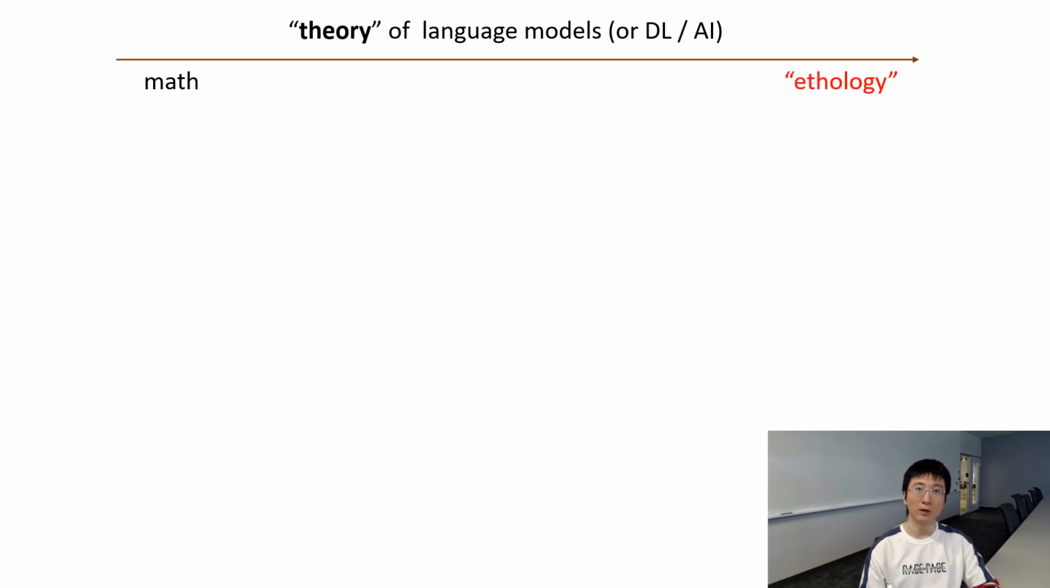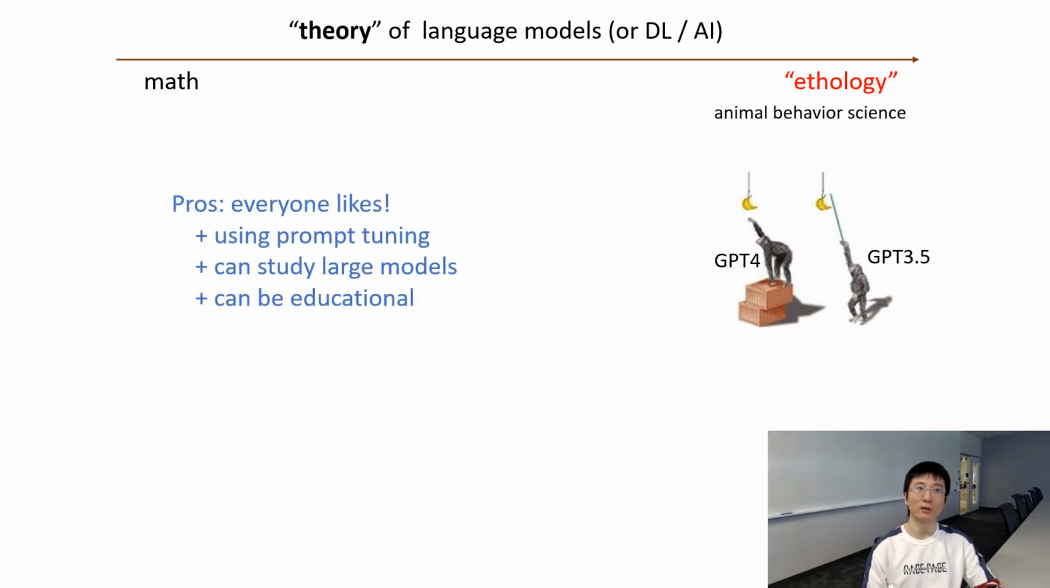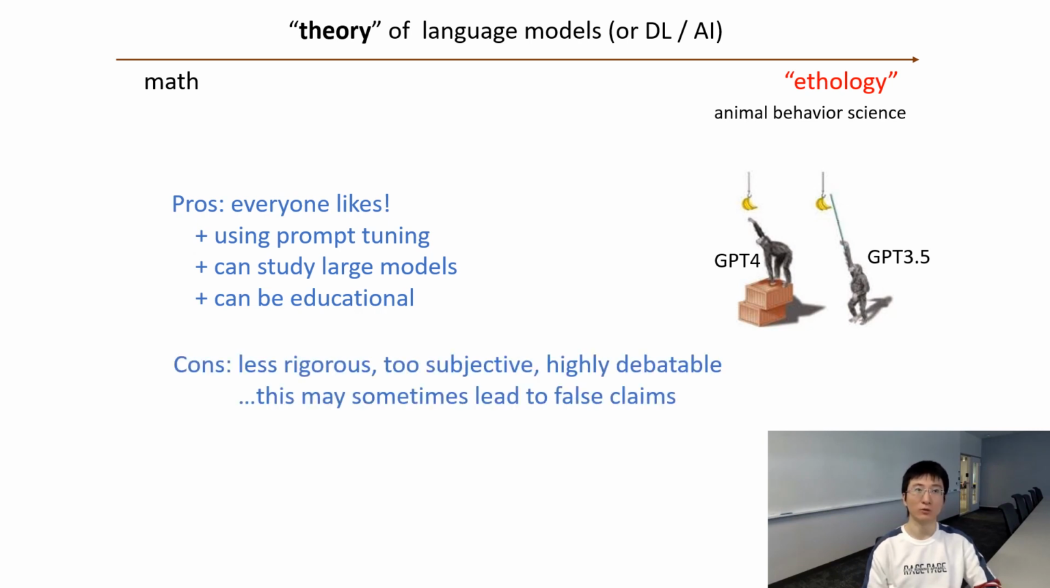And on the other extreme, there is also something that I would call, as a metaphor, ethology. That is animal behavior science, in which you play with, for instance, ChatGPT or Llama 2, and you can design tasks to see if they are capable of doing that, and you can draw conclusions from there, right? In this way, you can study super large language models. You can also make educational conclusions, but at the same time, the conclusions you can draw are usually less rigorous, too subjective, and even highly debatable. And this type of ethology approach may also sometimes lead to false claims.